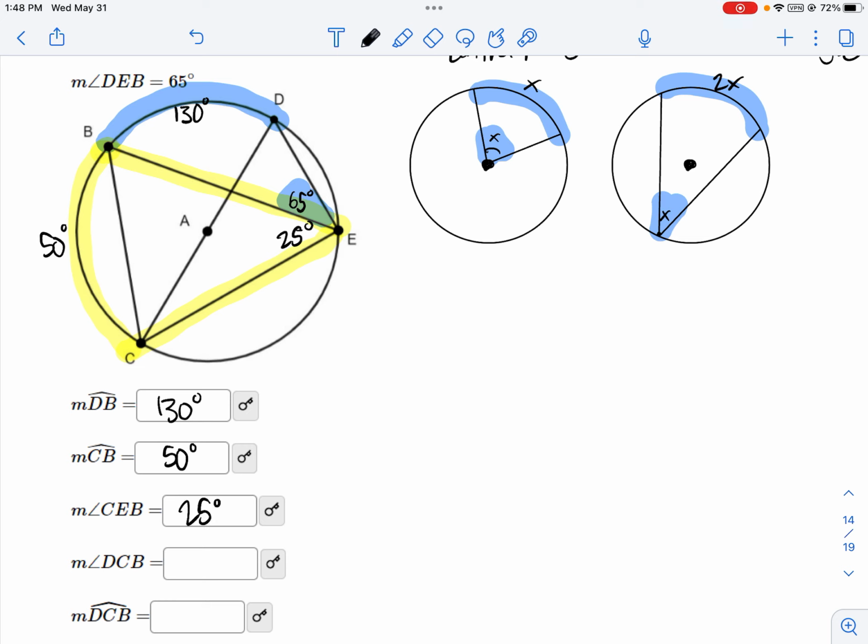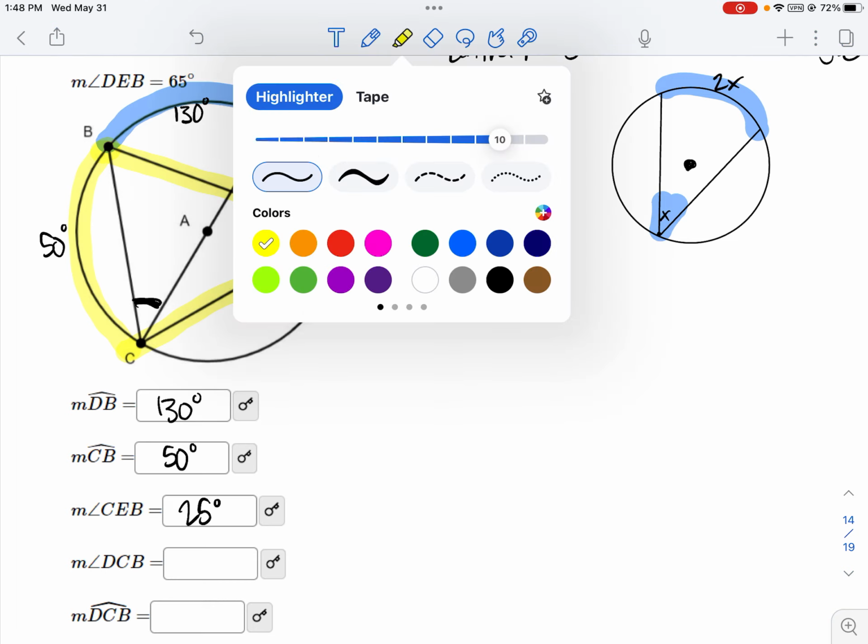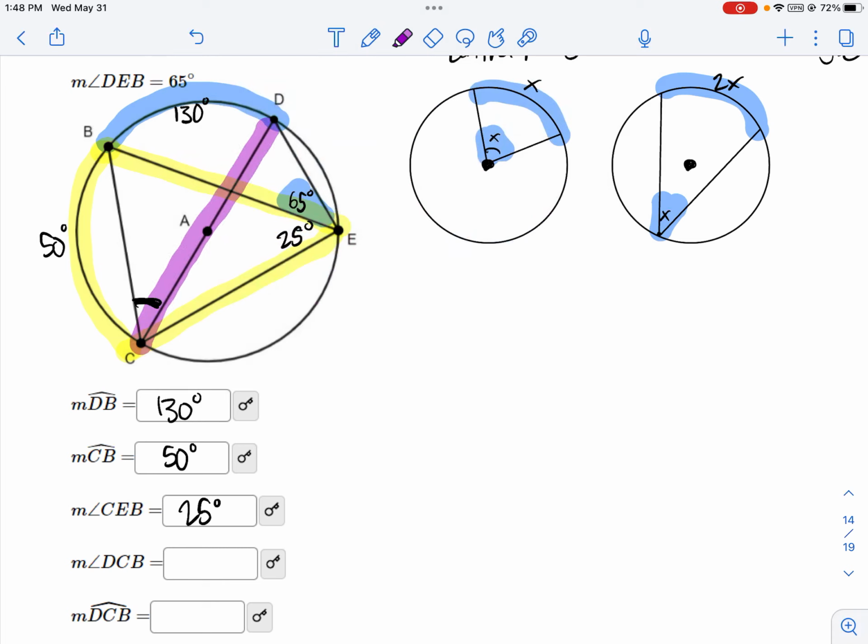Now it's asking for the angle DCB. DCB would be this angle right here. If we wanted to find that angle, we just extend to find the arc, which we'll notice is exactly the same as our blue arc. It's the same arc, meaning the inscribed angle should be the same. In fact, it will be the same. That's just a definition. You could also just do half of the arc to get the angle: 130 divided by 2, we get 65 degrees.